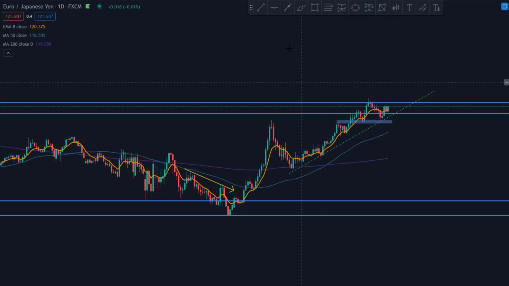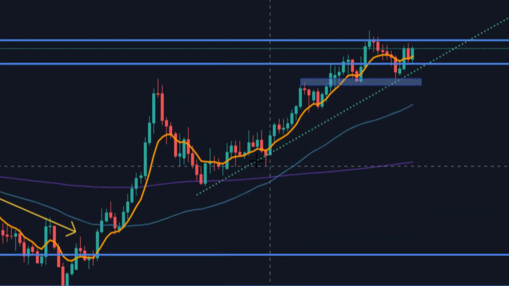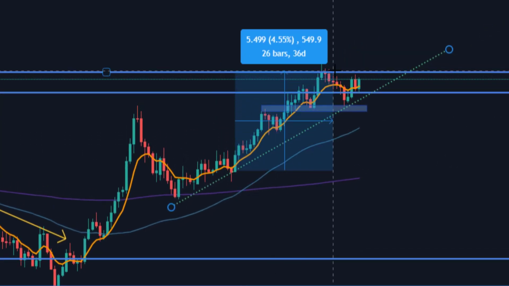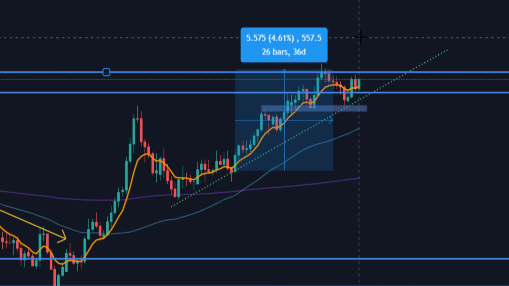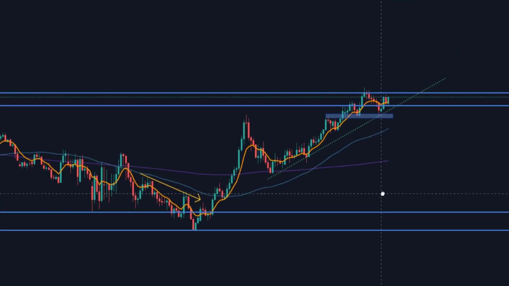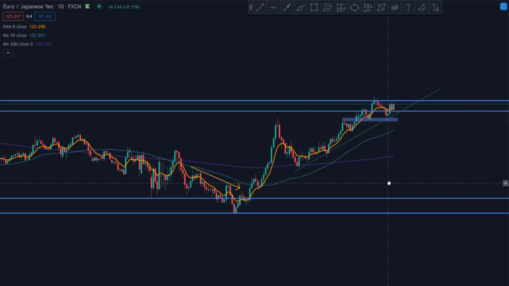So if you had entered after this hammer in a lower time frame, you would have made about 600 pips in almost a month. This really depends, and you also have to combine the higher time frame with a lower time frame. So if we go to this area, as you can see, the other 2 moving averages also act as the impulse.